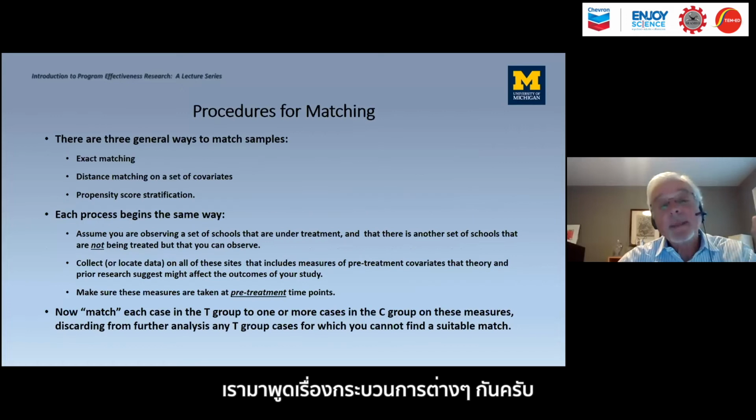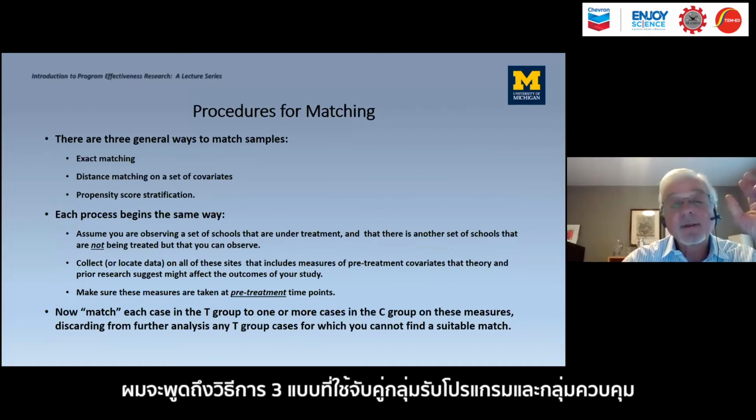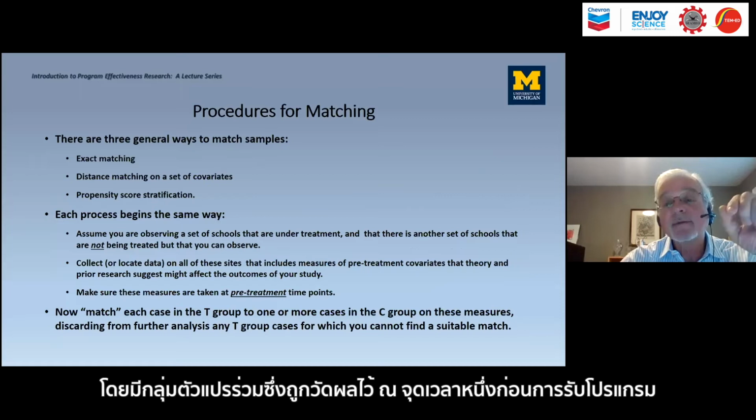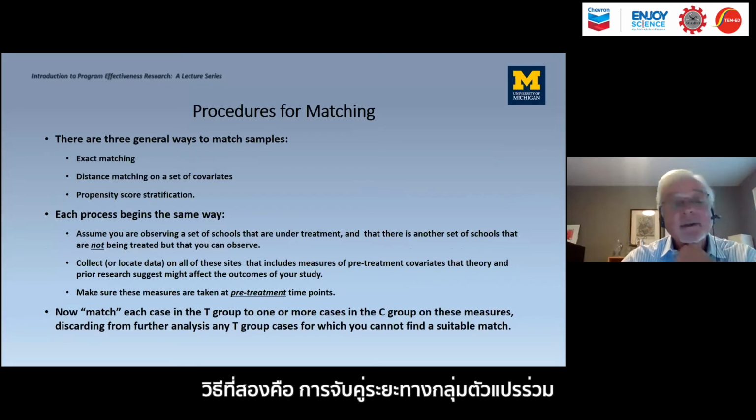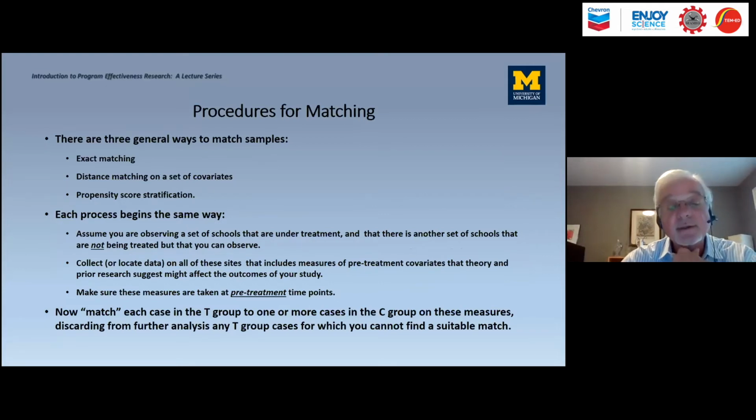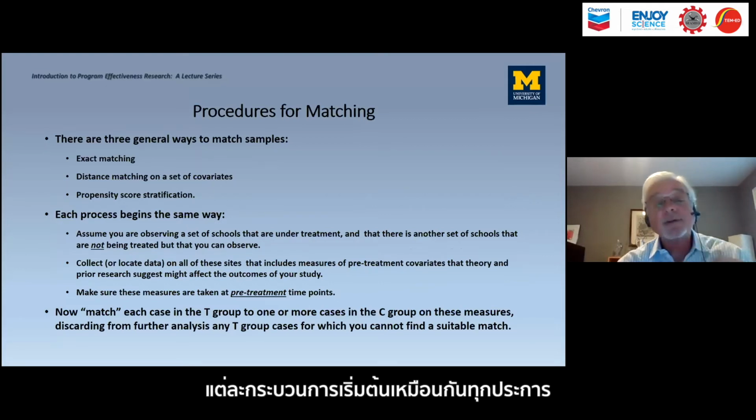But nevertheless, let's talk about some procedures. So I'm going to talk about three ways that people use to match treatment and control groups on a set of covariates that they have measured at a pre-treatment time point. The first is exact matching. The second is distance matching on a set of covariates, and the third is propensity score stratification. And each process begins in exactly the same way.